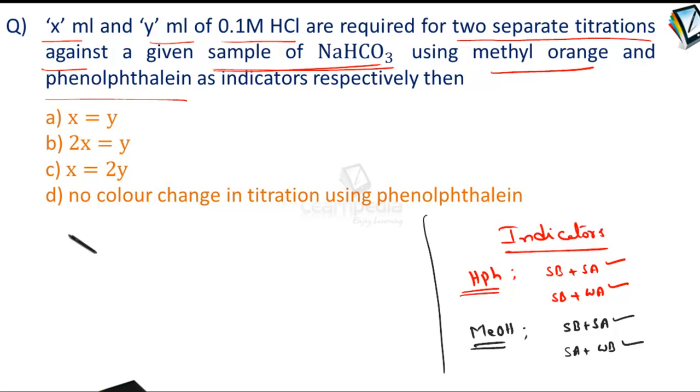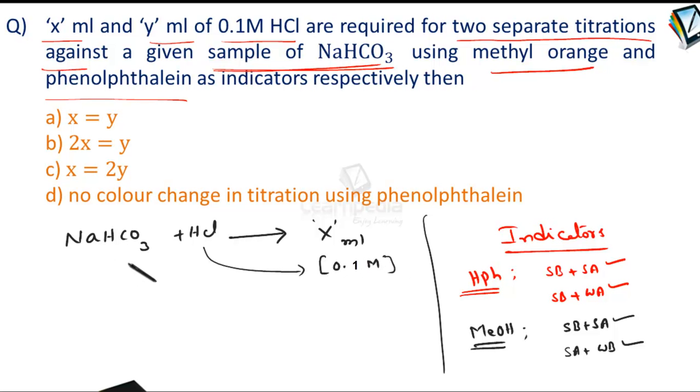So here it is given is sodium bicarbonate, which is the salt of strong base and weak acid. It will be slightly basic. And you are titrating against HCl. In one titration, for the complete neutralization, X mL of acid is required of the same concentration, 0.1 molar HCl. But whereas in the titration of sodium bicarbonate with HCl of the same concentration of 0.1 molar, Y mL is required in the other titration. Here, if you are using phenolphthalein, let us check.